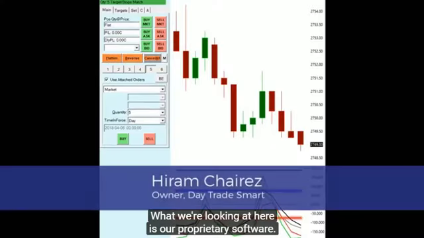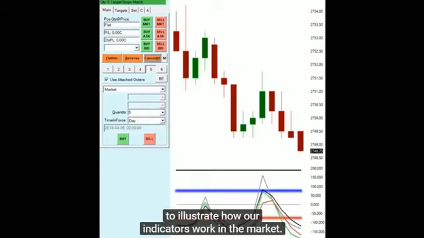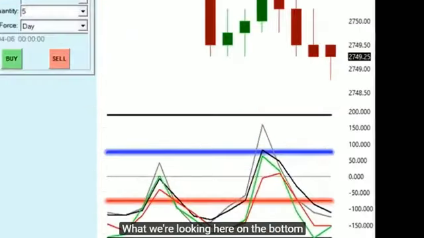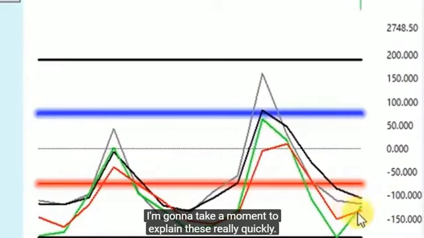What we're looking at here is our proprietary software. This is what we want to train people on when they execute in the market. So we're just going to take a few quick scalps to illustrate how our indicators work in the market. What we're looking at here on the bottom is our majors and minors, and I'm going to take a moment to explain these really quickly.